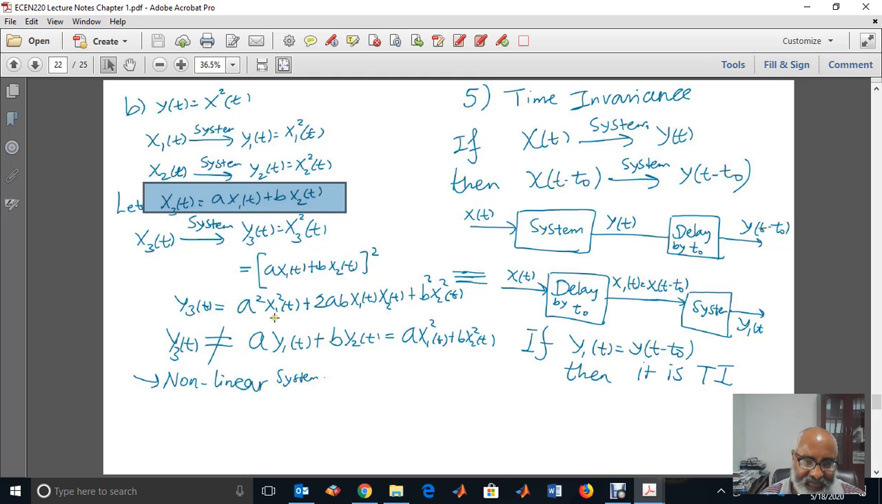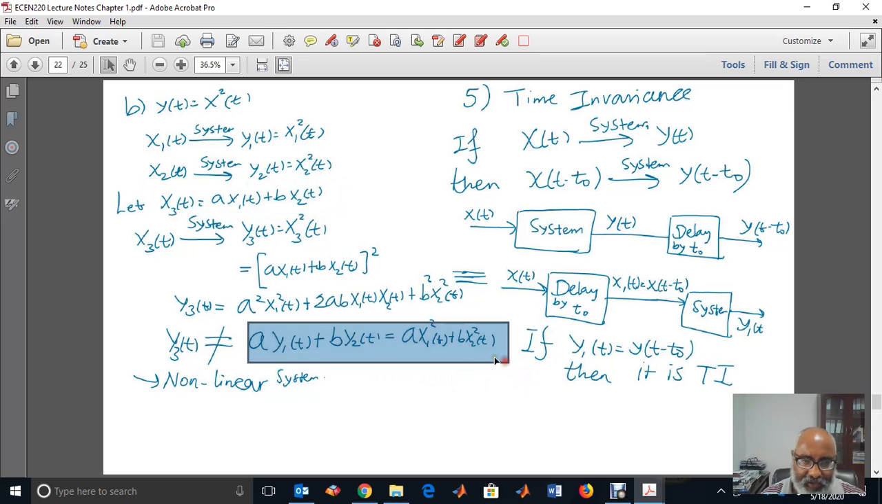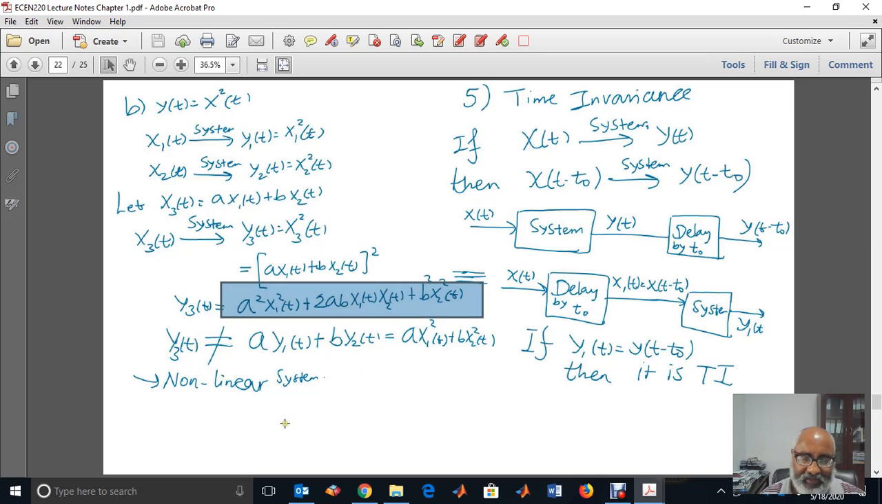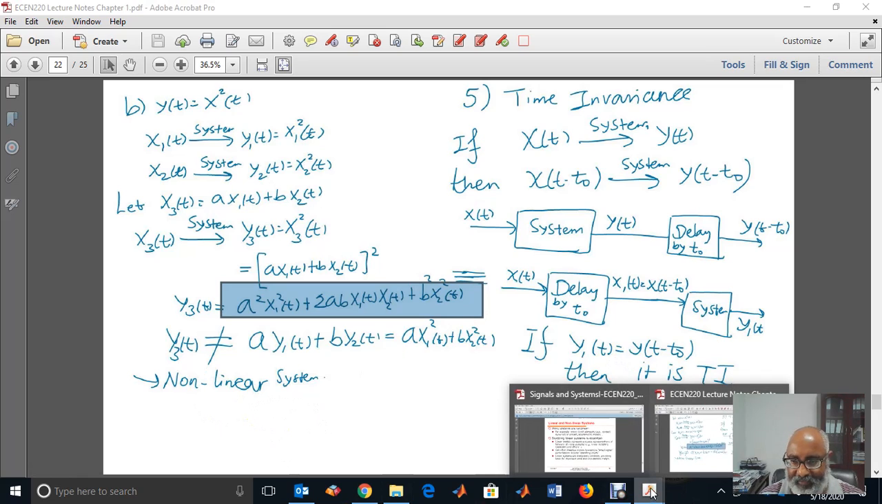Now we compare this value with a y1 of t plus b y2 of t. What is a y1 of t? a y1 of t is a x1 squared of t, and b y2 of t is b x2 squared of t. Clearly, if we see this expression and that expression, the two are not equal, which means the system is not linear. The system is a nonlinear system.